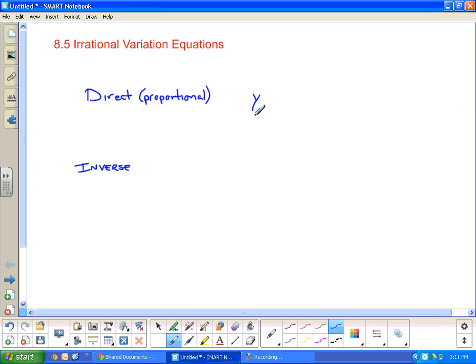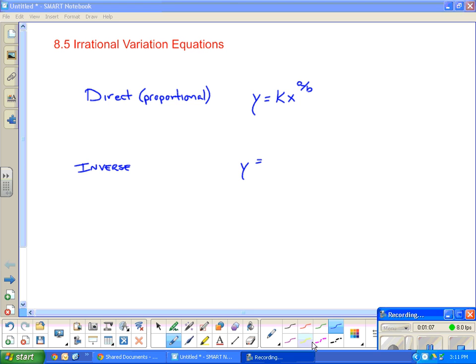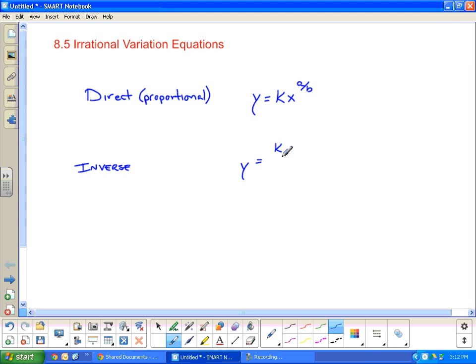It'll look like y equals k x, where k is still our constant. And instead of having a normal exponent like squared or whatever, since we're dealing with irrationals, it'll be a over b as our exponent. And if it's inverse, you can probably guess what it'll be. We have one correction to the announcements. Sorry about that. It'll be y equals k over x to the a over b.